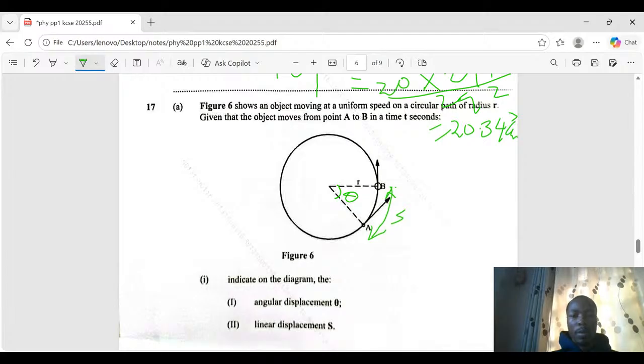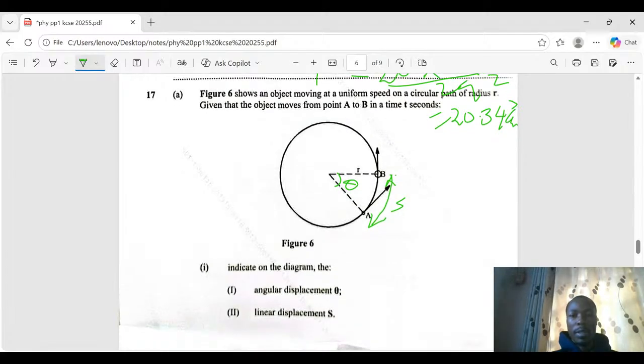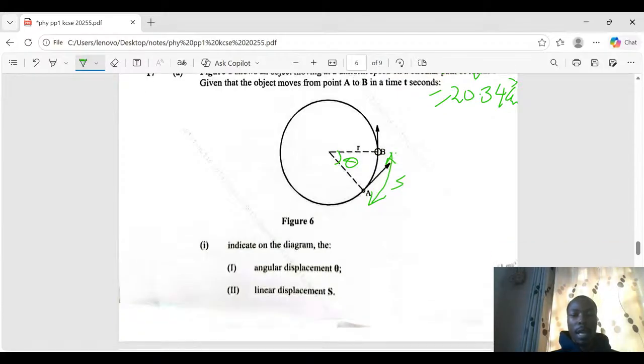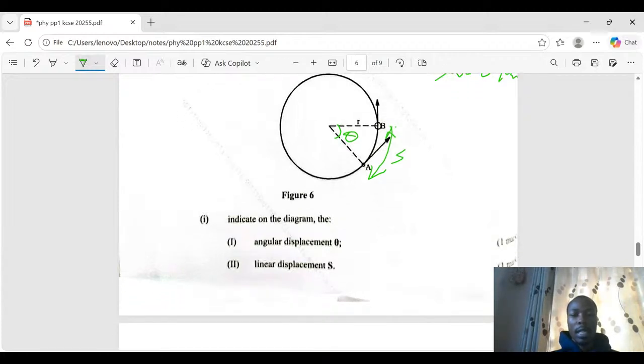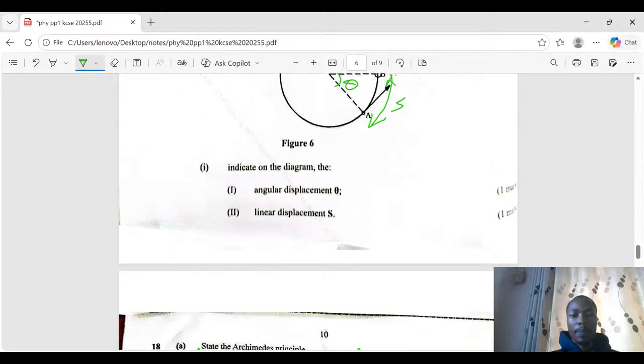Now, this is a question from circular motion. An object moves with speed v along a circular path of radius r, and you are given that the object moves from point A to point B in a time t seconds. Indicate on the diagram the angular displacement, that is theta. Theta is up there, the way I've indicated. And linear displacement is just the distance that it covers along the circular path. It is also shown there.